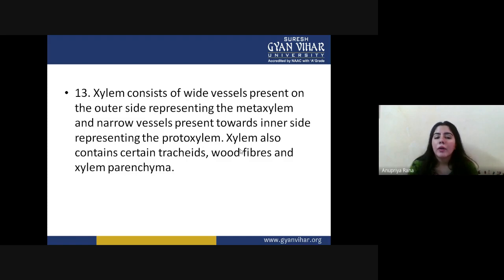Xylem also contains tracheids, wood fiber, and xylem parenchyma. So in the case of the dicot stem, the xylem possesses all kinds of xylem cells. Here you can see they have tracheids, fiber, and parenchyma along with the vessels. So vessels, tracheids, fiber, and parenchyma: all four cell types of the xylem are present in the dicot stem.